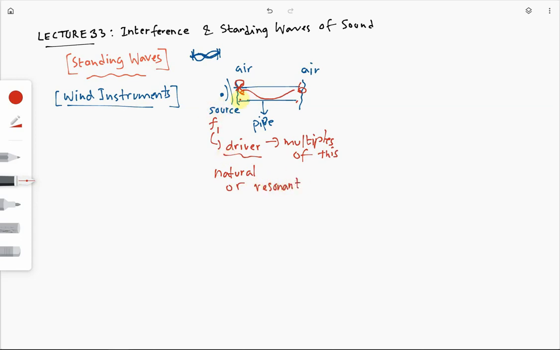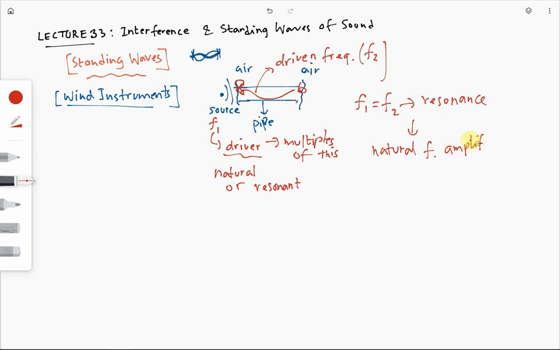When this driver frequency equals the driven frequency, since this is called the driver, let's call this the driven frequency. So the air is driven by you, and the vibration of air molecules is vibrating with a driven frequency. When this driver frequency F1, and let's call this F2, becomes equal to this driven frequency, we have a phenomenon known as resonance. At resonance, the natural frequency is amplified. All right. So standing waves produced in these kinds of instruments are technically the amplification of one natural frequency from a source, which is oftentimes you blowing into one end of the pipe.